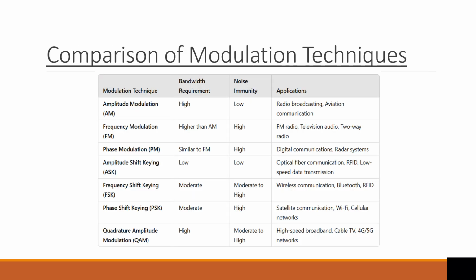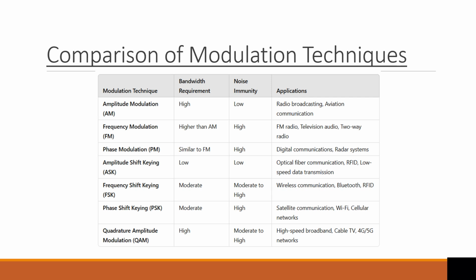Now let's see the comparison of modulation techniques. In amplitude modulation, AM, bandwidth requirement is high, noise immunity is low. It's used in radio broadcasting, aviation communication.